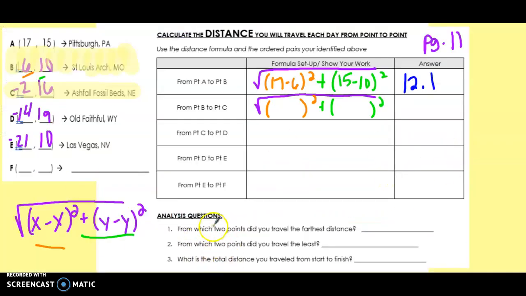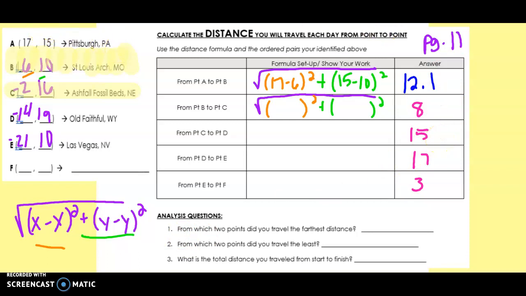All right, so let's take a look at the bottom. There are 3 analysis questions. Just for the time being, please note, these are not correct answers. Let's say I go through and I do all my work and these are the answers that I get. My analysis questions. The first one says, from which 2 points did you travel the farthest distance? Now remember, your answers are the distance that you travel from each point.